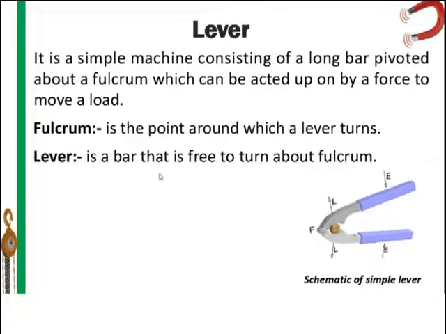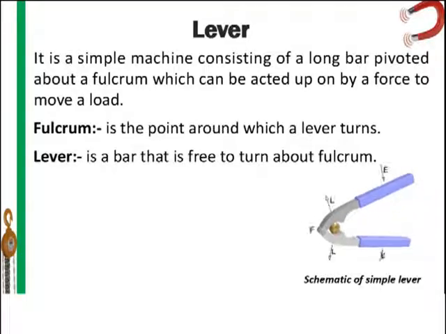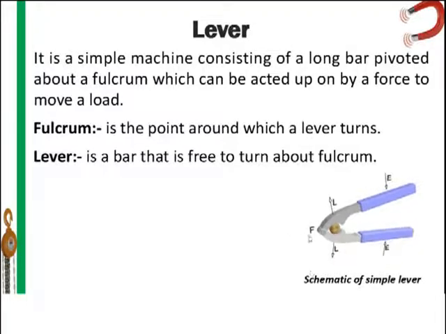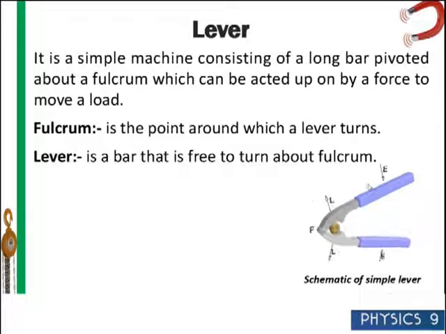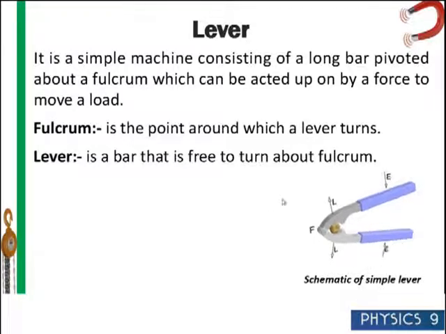And so the lever is a bar that is free to turn about the fulcrum. Using this simple lever diagram, these would represent the bars, which are the hands of the nutcracker, and they're free to move around the fulcrum. Obviously, they don't actually move around completely in a circle, but you can see that they have the motion to move in this circular motion if they could.